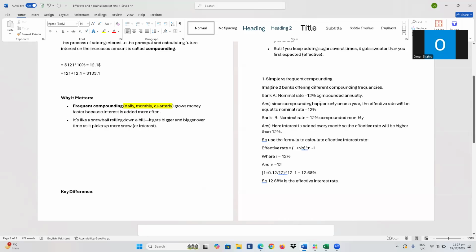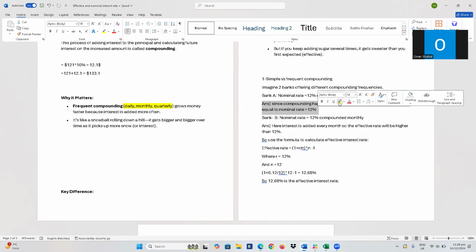Bank A is offering you interest of 12%. It is compounded annually, which means it is only compounded once a year. So the effective interest rate will be equal to the nominal rate, because I told you that if it is compounding only once a year, then your effective interest rate is equal to your nominal interest rate. That's what is written here. Since compounding happens only once a year, the effective rate will be equal to the nominal rate, which is 12%.